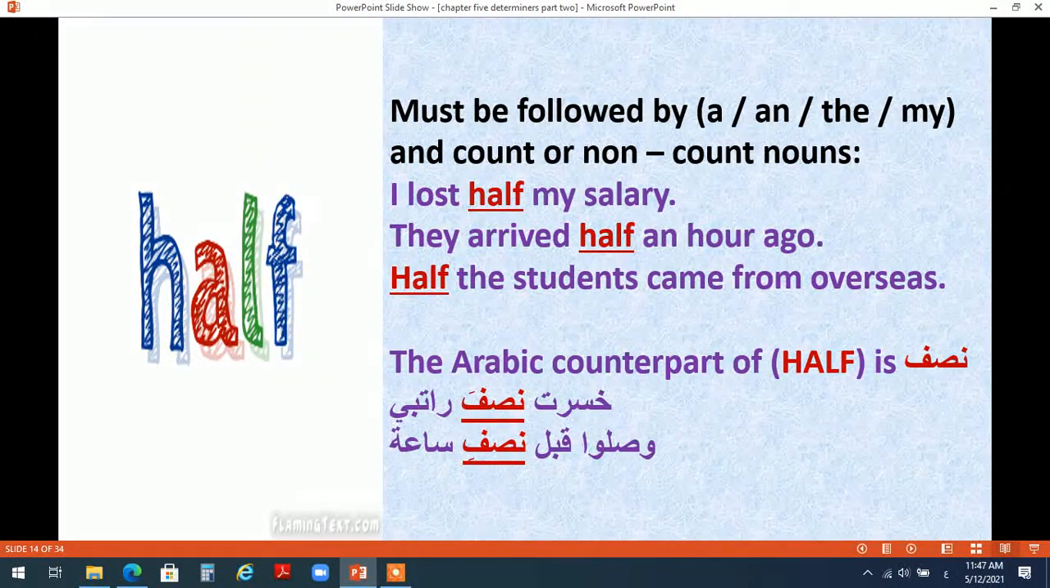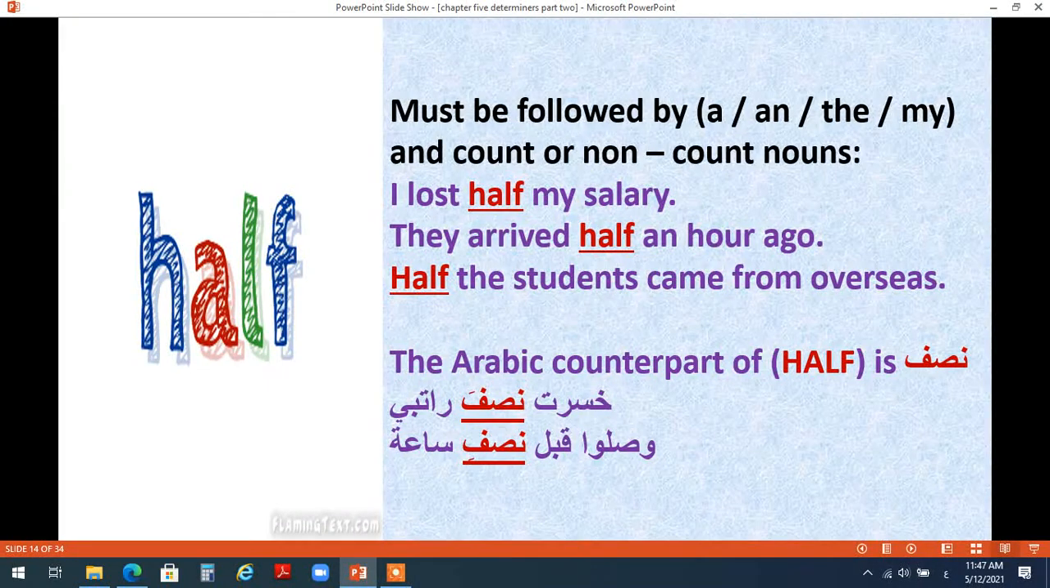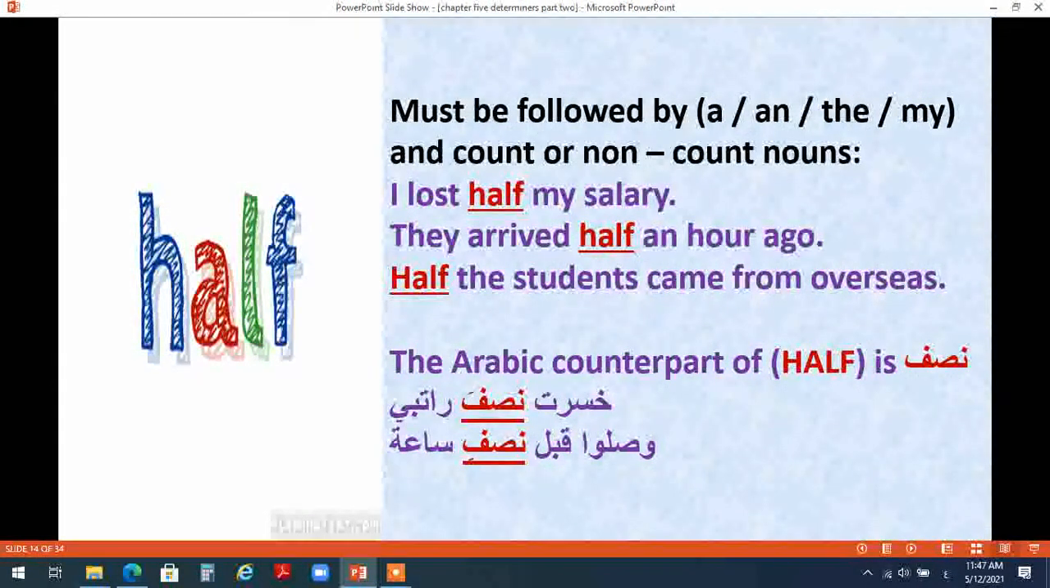Half is another quantifier. It must be followed by a, an, the or my. يعني ممكن أن يكون الهاف يتبعه اسم، وهذا الاسم يكون مسبوق أما بأداة تعريف غير محددة الأ أو الآن، أو أن يكون مسبوق بأداة تعريف محددة الذا، أو أن يكون مسبوق ب possessive pronoun ضمير تملك. And count or non-count nouns. والاسم اللي يأتي بعدها أما أن يكون اسم معدود أو حتى ممكن أن يكون اسما غير معدود.